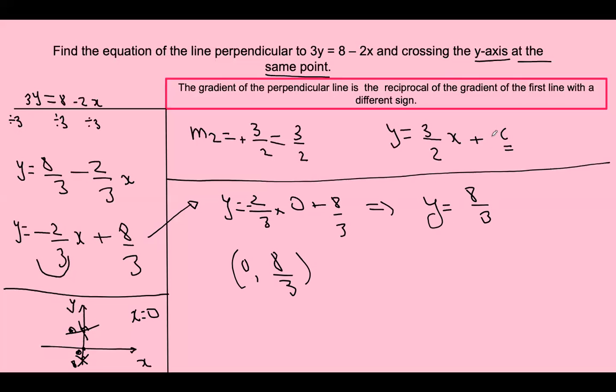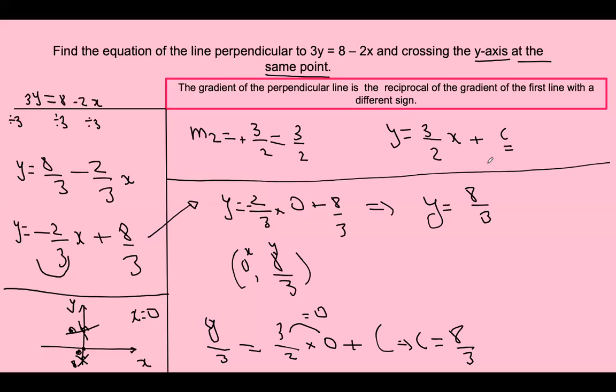Right, so we know the coordinates of the point that our second line goes through. We know the gradient. Now, what do we need to find out? We need to find out the c. Let's substitute. So this is the x and this is the y. So y is 8 over 3 equals 3/2 times 0 plus c. Obviously, this one becomes 0, so c is 8/3, because 3/2 times 0 is 0.